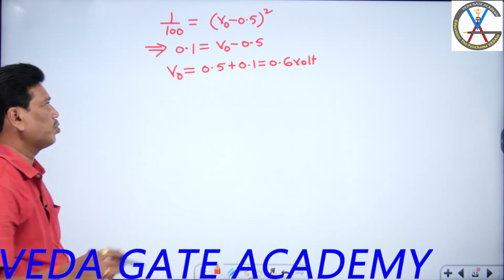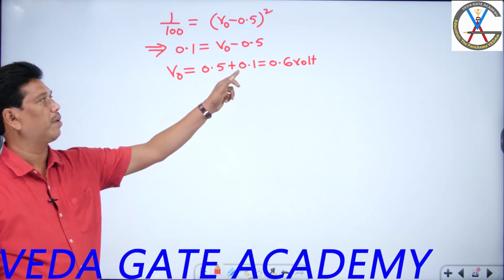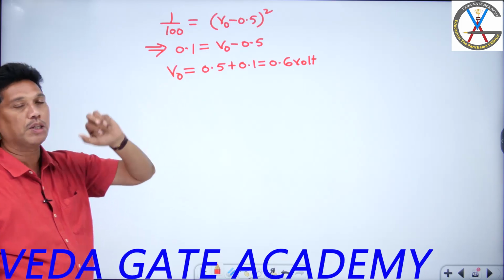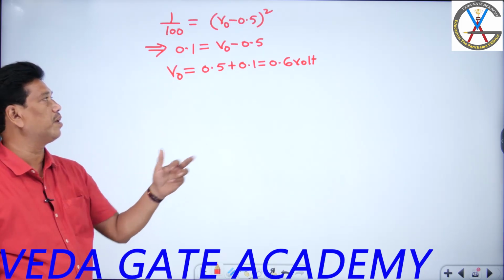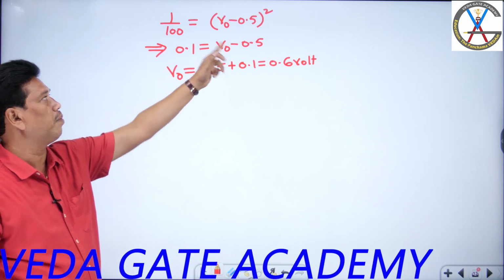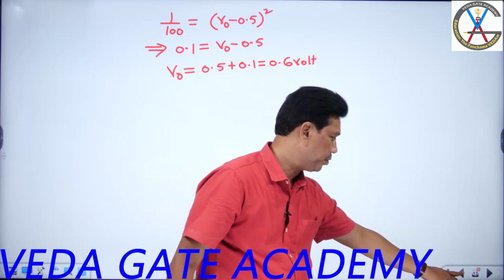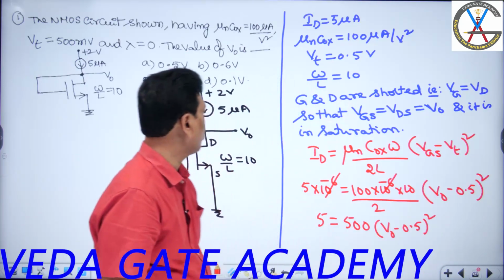That becomes 0.6 volt, sir. 0.1 plus 0.5 plus 0.1, that is equal to 0.6 volt. Sir, if I do the square root, that is nothing but plus or minus 0.1. Then why do you take only 0.1? Suppose I take minus 0.1, that becomes 0.4 volt here. So whenever VDS equal to 0.4 volt, what happens, sir?